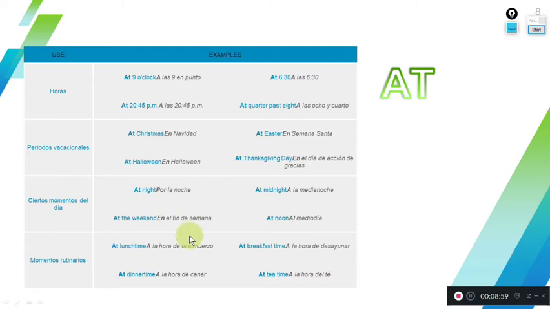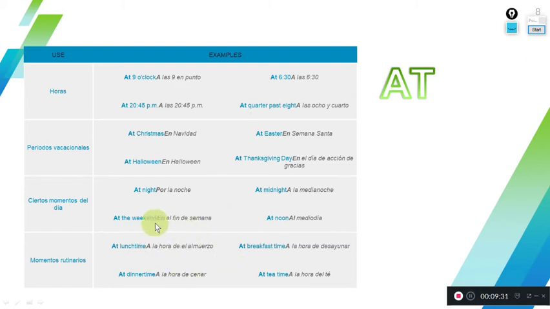Also, vamos a utilizar el at para momentos rutinarios, como por ejemplo, at lunchtime, at dinner time, at breakfast time, and at tea time. Cuando estamos hablando de un momento rutinario, indirectamente también estamos dando una hora. Por ejemplo, cuando decimos we usually talk at lunchtime. Nosotros usualmente hablamos, conversamos a la hora del almuerzo. Al decir at lunchtime, indirectamente estamos dando también una hora.